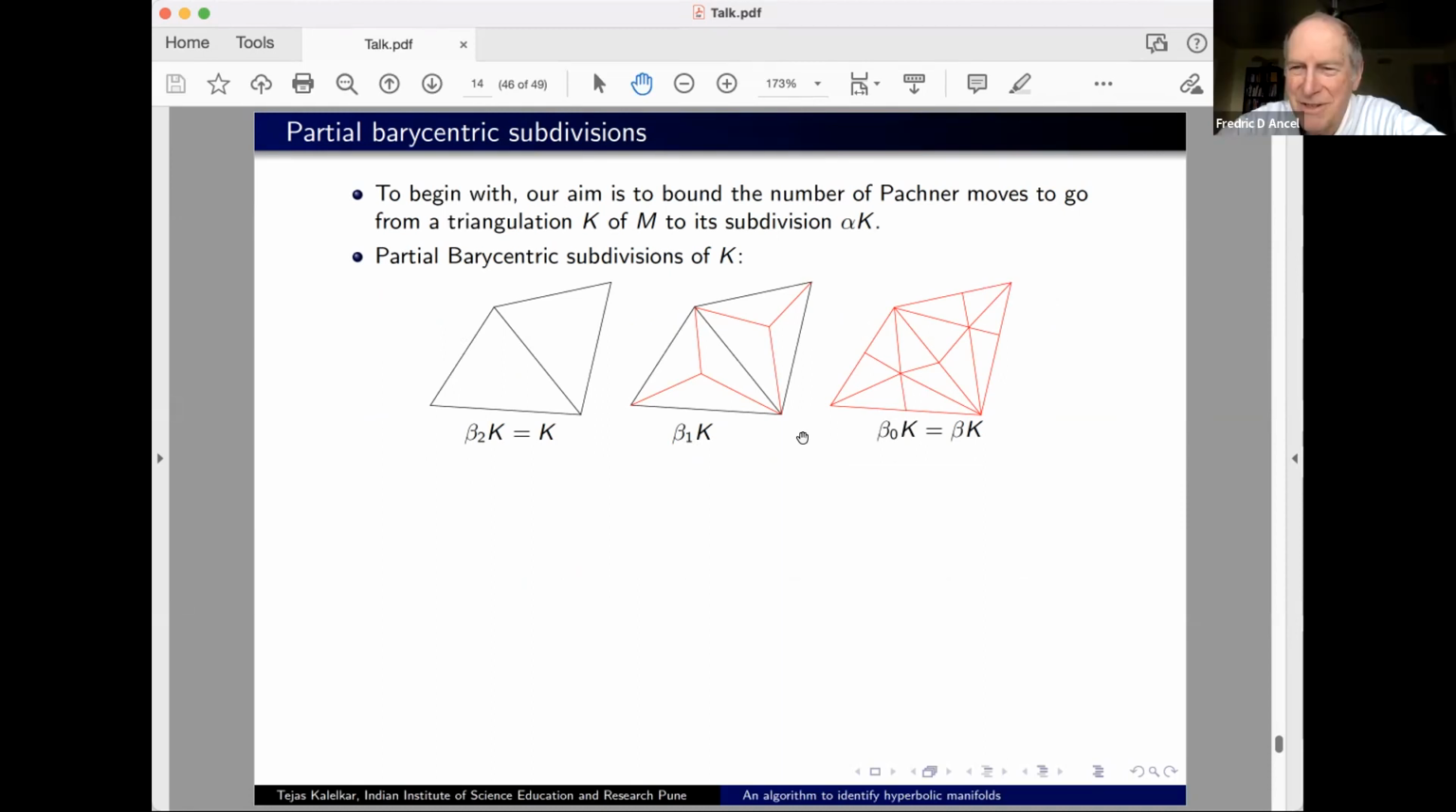Other questions? Yeah, I wanted to ask a really elementary one. If you have two manifolds, and you have triangulations of them that you want to compare, how do you tell whether they're isomorphic or not? Is that part of the decision process?